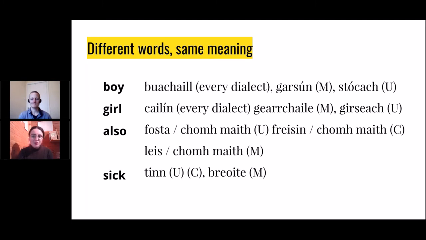And girseach. Now I've heard girseach in Connacht as well. So I suppose you could say it is mostly Ulster, but it has travelled. So cailín, géarchaile, girseach. Now, I don't know how girseach came about, but I do know about cailín and géarchaile. So those are the differences there. But of course, if someone used cailín, everyone would understand.